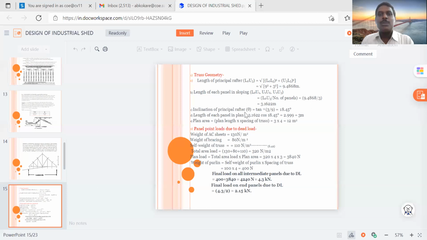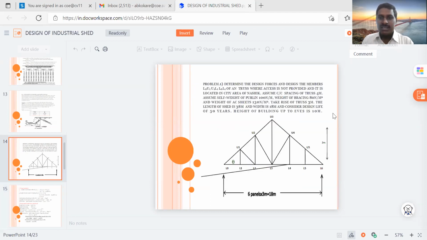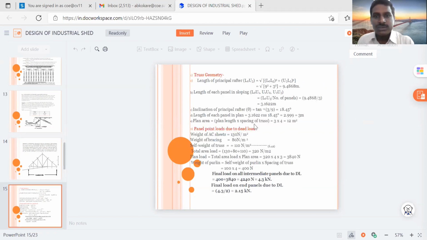Okay. So the inclination of the principal rafter, theta, is equal to tan inverse of 3 by 9. What is 3? 3 is the height of the building and 9 is the half width of the truss. So total 18 meter span is there. 18 by 2 is 9 meter. So tan inverse of 3 by 9, we will get the value of theta. So theta is equal to 18.45 degree.